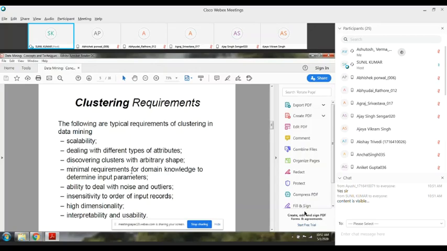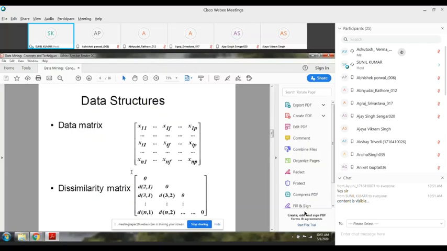So high dimensionality, interpretability, and usability. These are some of the clustering requirements that must be fulfilled. Now, what happens inside when our clustering algorithm executes? So now we are going to talk about the structure of the data, the data structure in our clustering.